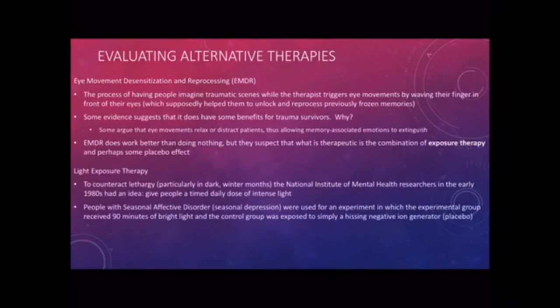So we use people with seasonal affective disorder for this experiment, where the experimental group got 90 minutes of bright light, and the control group was just exposed to this hissing negative ion generator. It's a placebo, and so both of them had coverings over their eyes, and so they couldn't actually tell if there was light around them or not. And so one group got actually the bright light, and then the other people just got a sound that made them think that something was on. And that was the control group, the placebo.